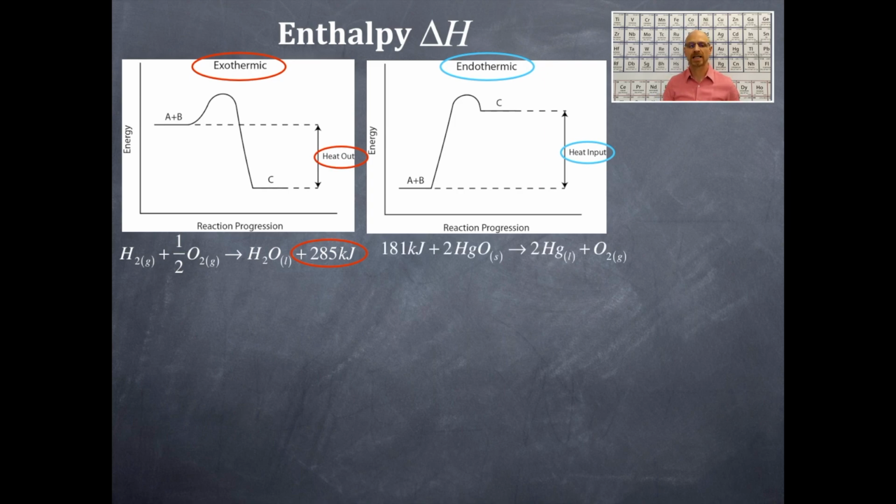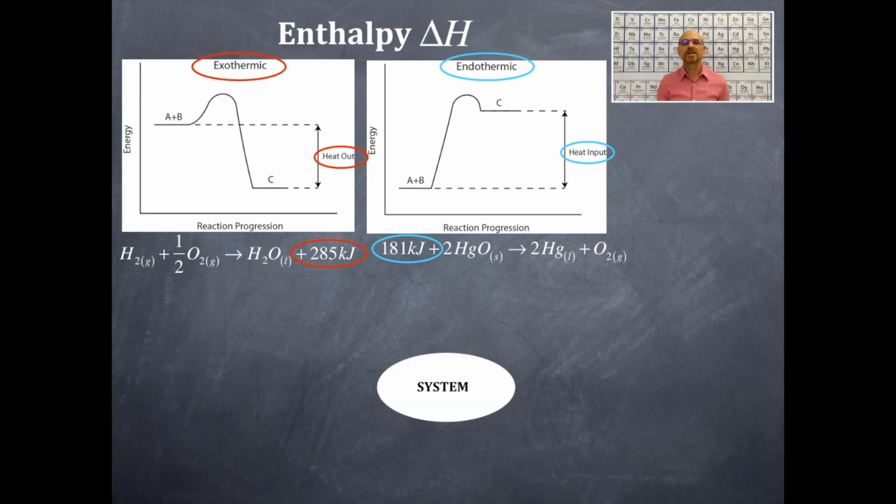Here's an example of that. We have 181 kilojoules plus 2 moles of mercury oxide, okay, giving you mercury and oxygen gas. This is a decomposition reaction. This is endothermic as noted with the 181 kilojoules on the reactant side. So it's an endothermic reaction with the heat term on the reactant side, exothermic reaction, heat term on the product side. Okay, exothermic liberates heat, endothermic absorbs heat.